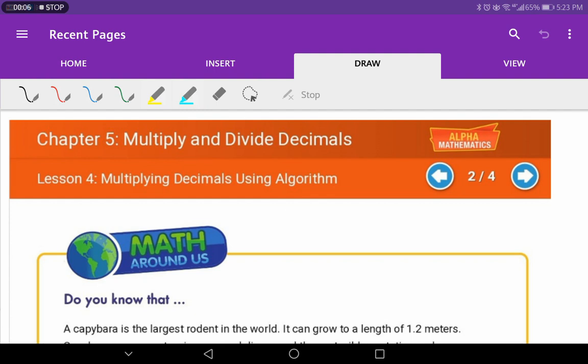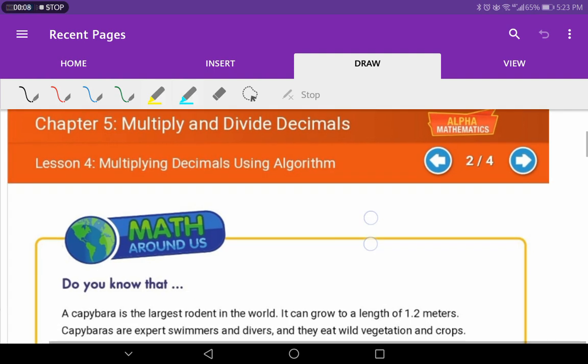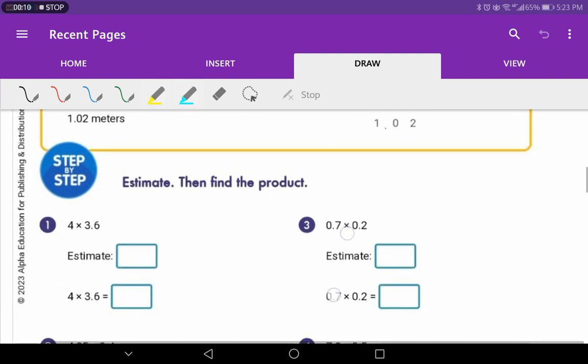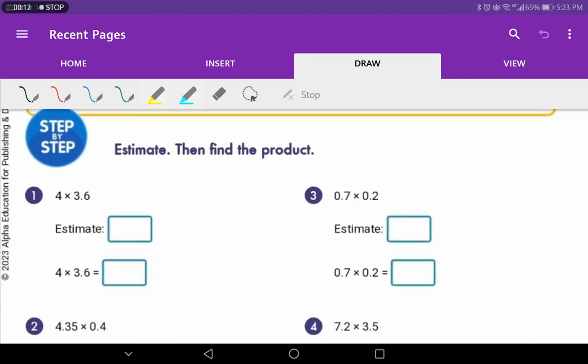Our lesson today is multiplying decimals using the algorithm. Let us start from here, step by step. Estimate, then find the product. First of all, why are we estimating? We estimate to make sure our answer is reasonable or not.